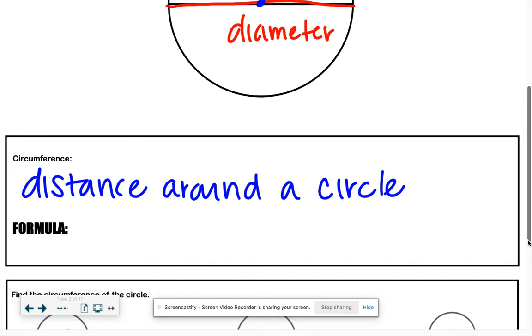Anyone know the formula? You've heard it? Does that have pi in it? Yep. Pi squared something. You're close, that's for area. For circumference, it's 2 pi r. 2 times pi times your radius. A little thing to remember: twinkle, twinkle, little star, circumference is 2 pi r.